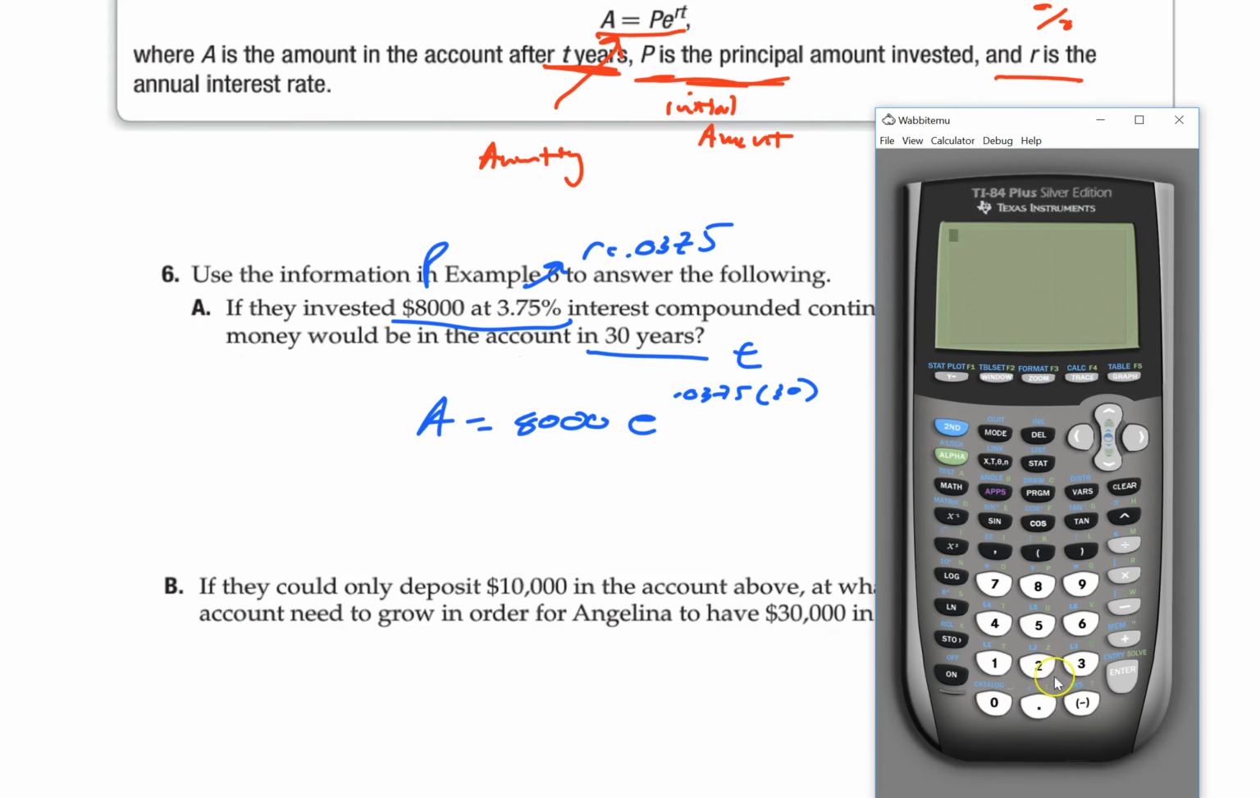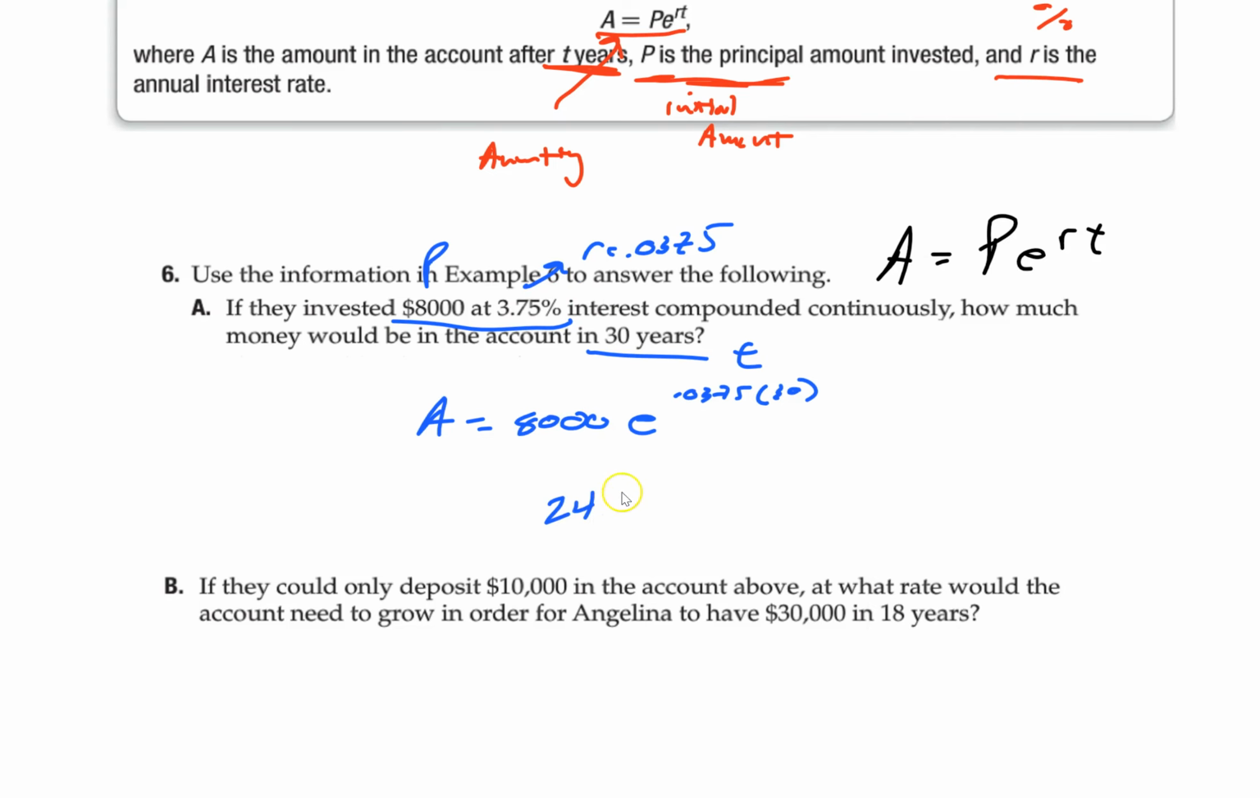So we're just going to plug this in. 8,000 E. So E's right here. It's under ln, which is natural log, by the way. We didn't go over that, but sorry. E's right there in blue. So E to the 0.0375 times 30, and you get about 24 grand. So you make quite a bit of money, much better than we did before.